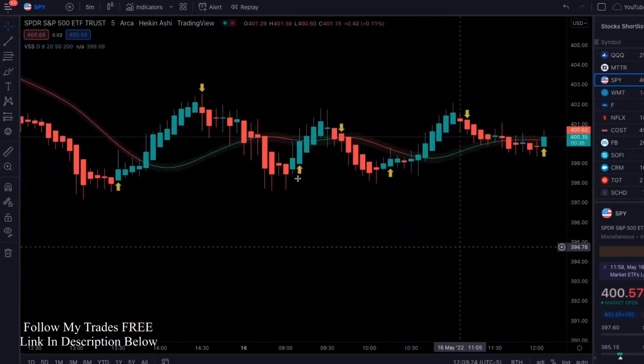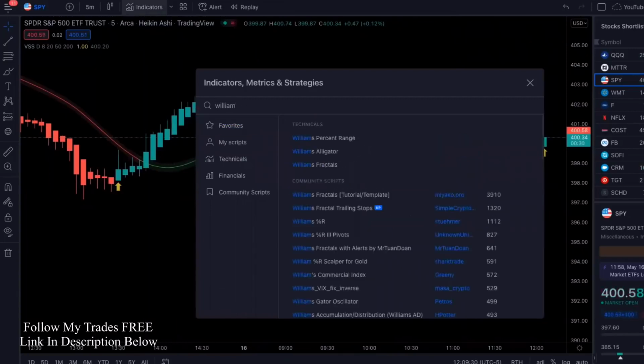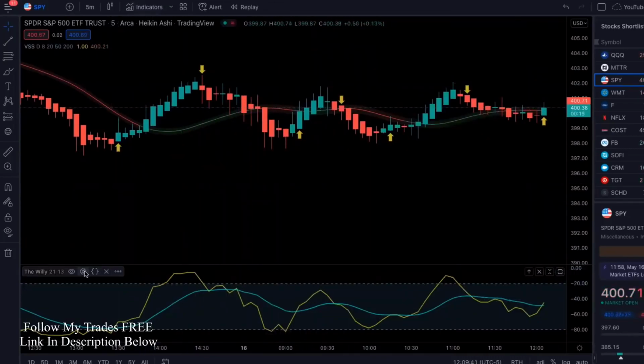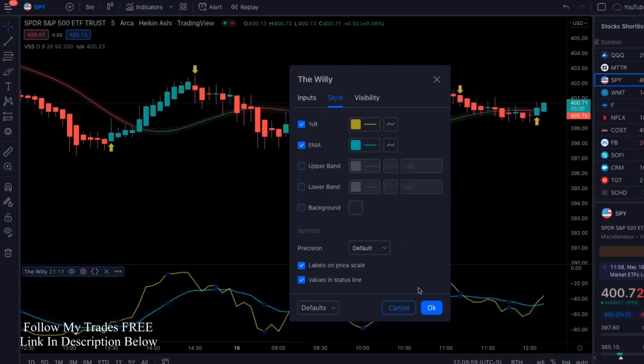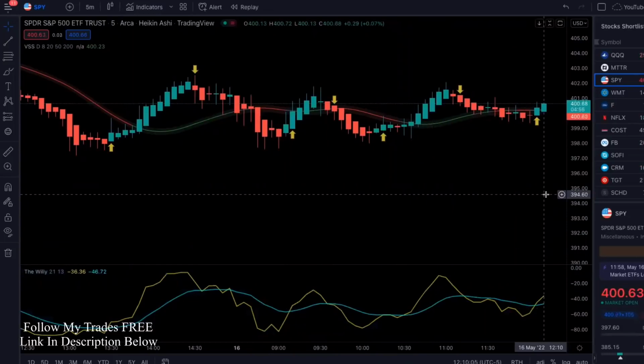Now, the second indicator that we're going to add is called the Williams percent, right here, the one by Stumer. Let's add that. I'm going to make some changes to this to make it look a little bit different. First, we're going to change that to 40. And you know what? Nah, I'm just going to take it off. I don't want to look at any of this stuff. All right. Click OK. So much cleaner looking chart now.